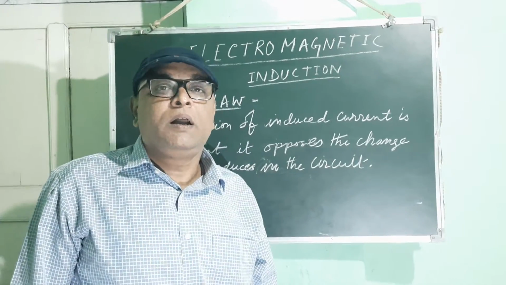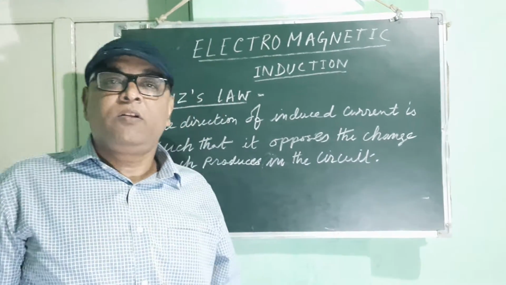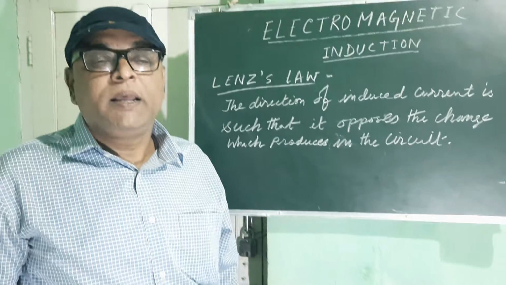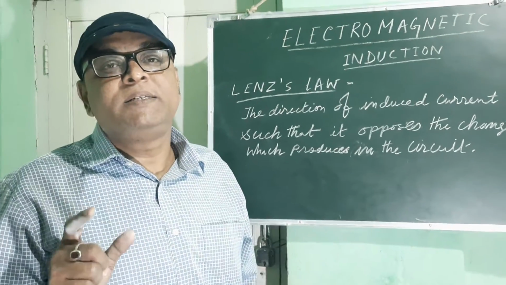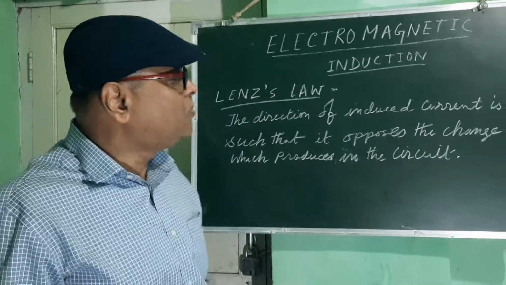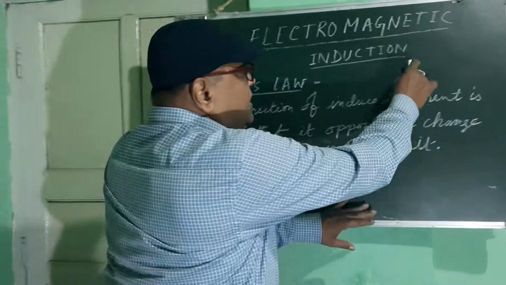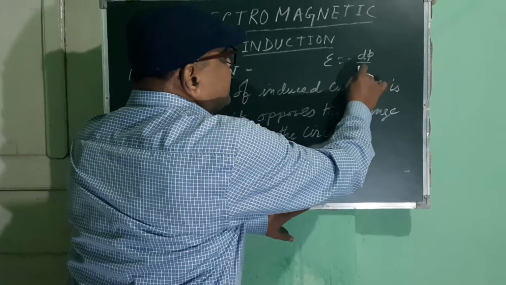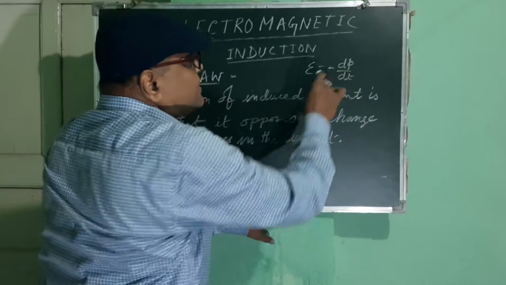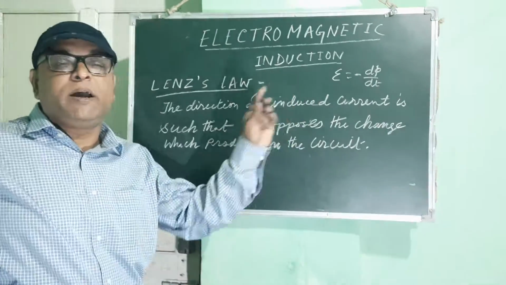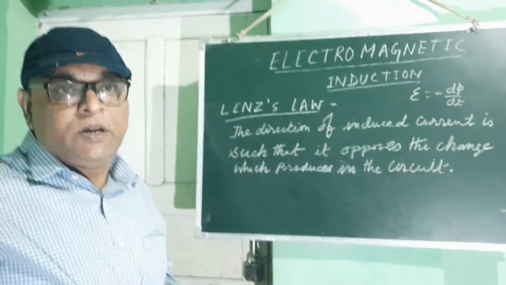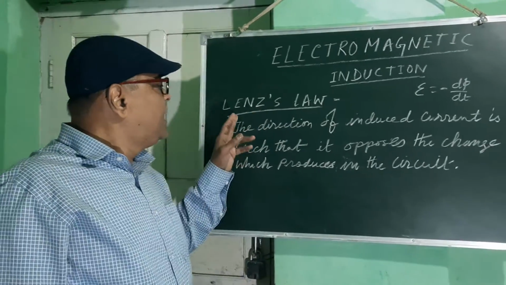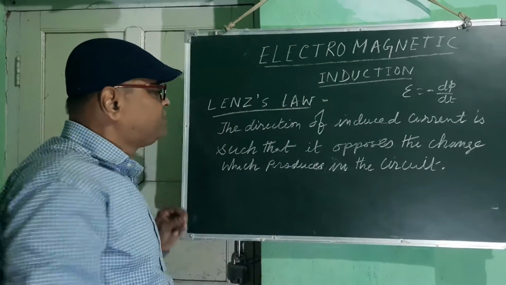But now, in Faraday's law, we understand E is equal to minus d phi by dt. Now, why the minus sign? What is the minus and why is the negative sign present? Whenever we discuss the negative sign, there is one law present, and the law is Lenz's law.